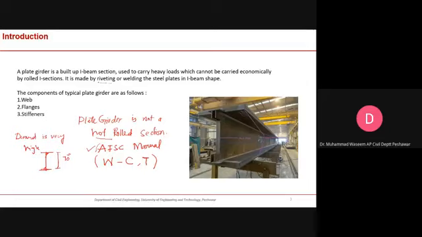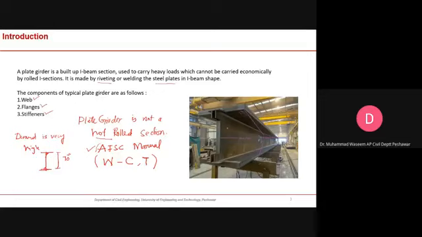So we know that there are three different techniques. We have riveting, we have welding, we have bolting. So the plate girders are made by riveting, or mostly nowadays by welding the steel plates. So plate girders are made out of steel plates. There are three different components in the plate girders. The first is web, the second is flanges, and the third is the stiffeners.